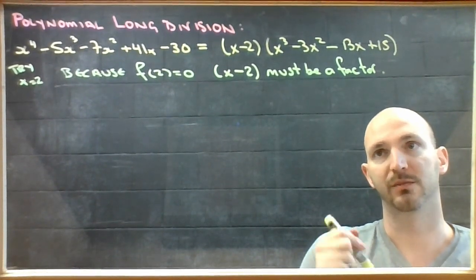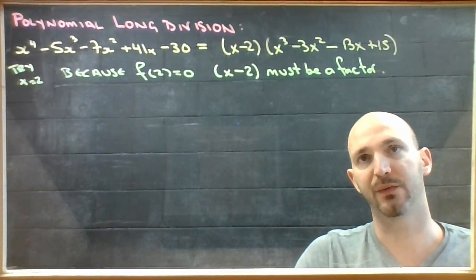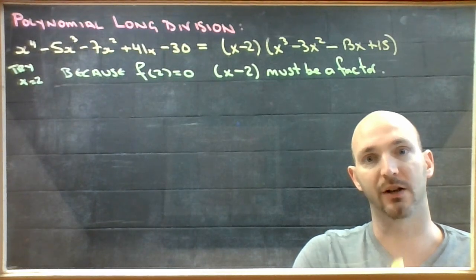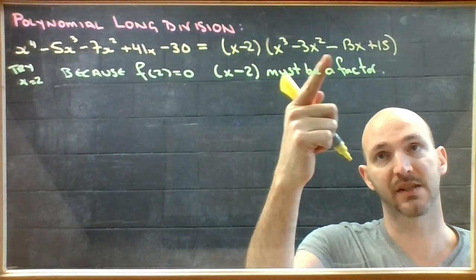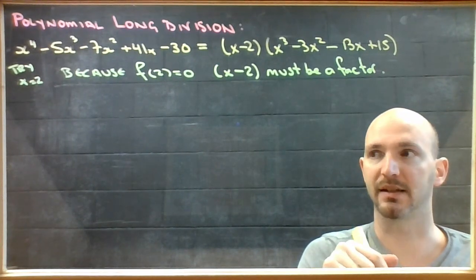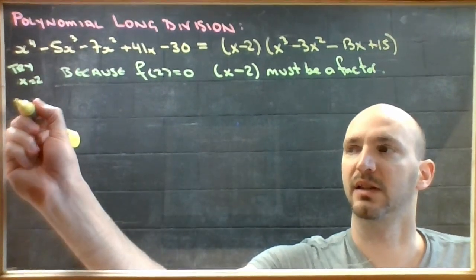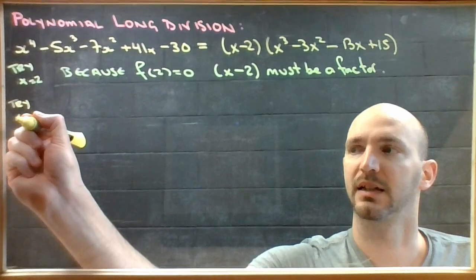All right, so looking at those numbers, I feel 1 in our future. 1 and 15 would be 16. Minus 3 and minus 13 would be minus 16. So let's try x equals 1.